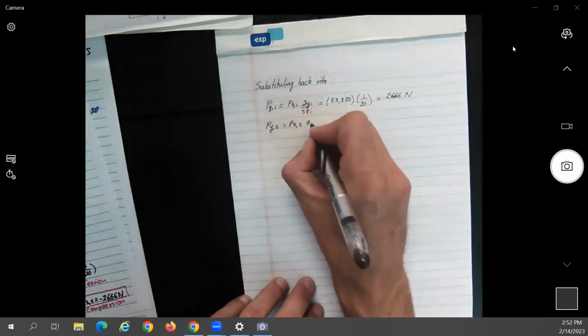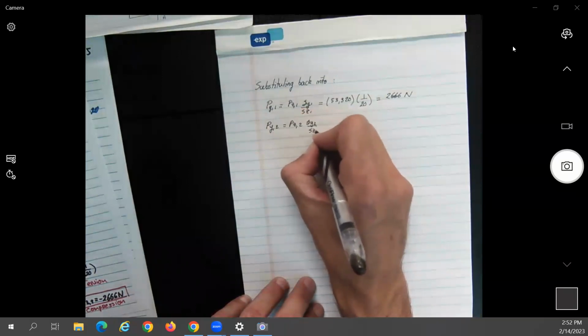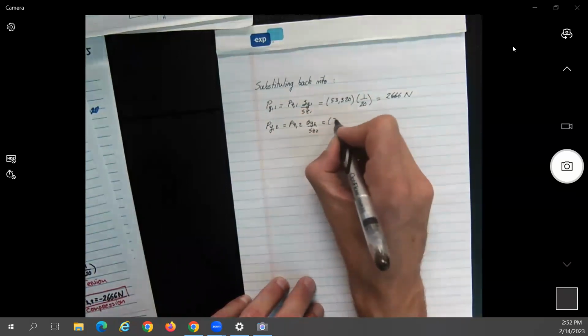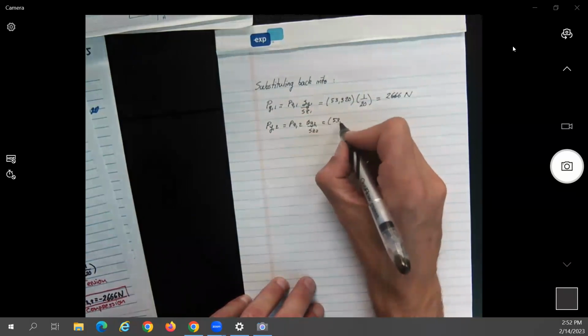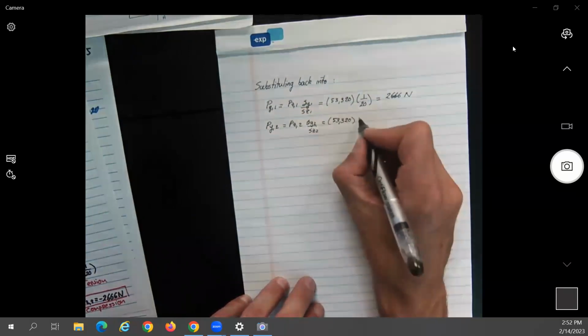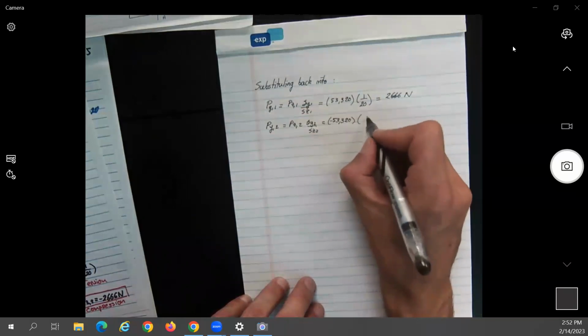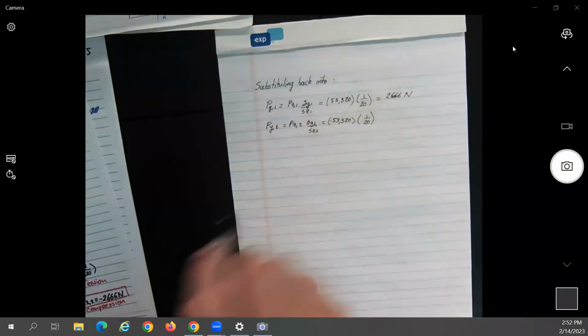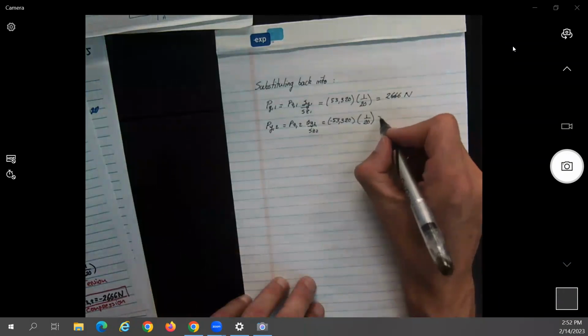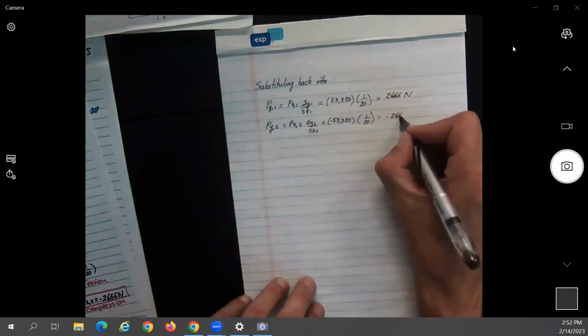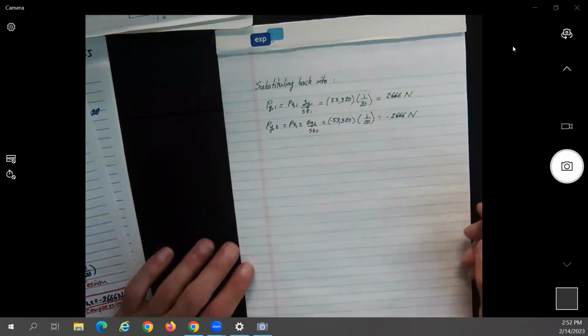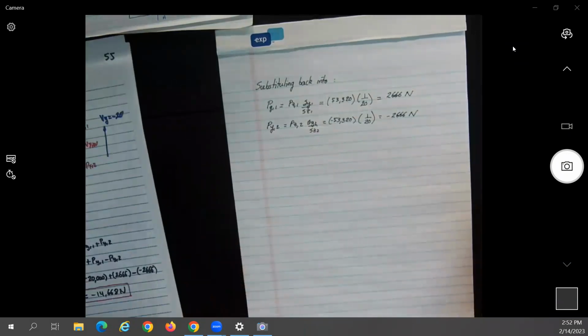P Z2 delta Y sub 2 over delta Z sub 2 equal to 53,320. So actually this one was negative, but again, I don't like the negative or positive signs for this. It would be equal to negative 2,666 newtons. Again, I don't like the positive and negatives, but it's better to do it because sometimes they work, sometimes if they don't work, then it's difficult to find out.